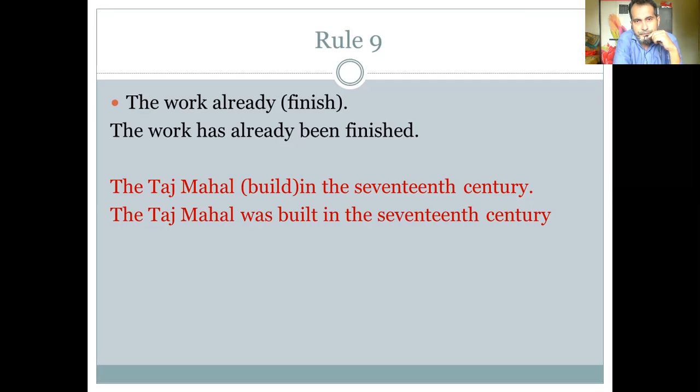Taj Mahal. In this sentence, who is the doer is less important, but what is done, that is more important.